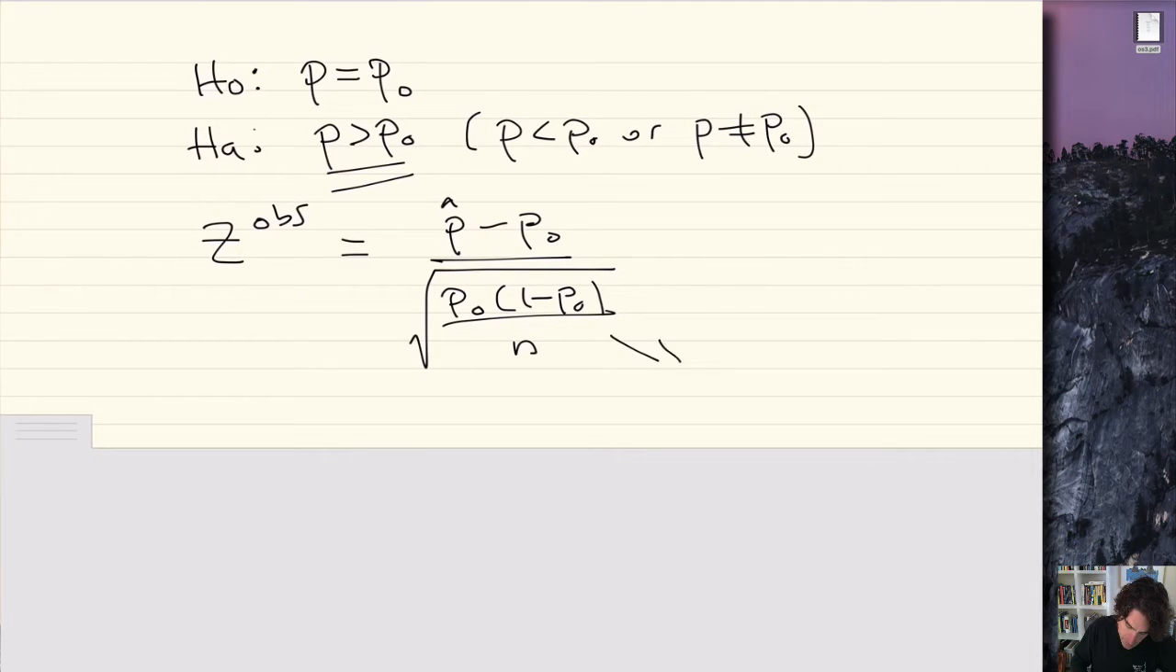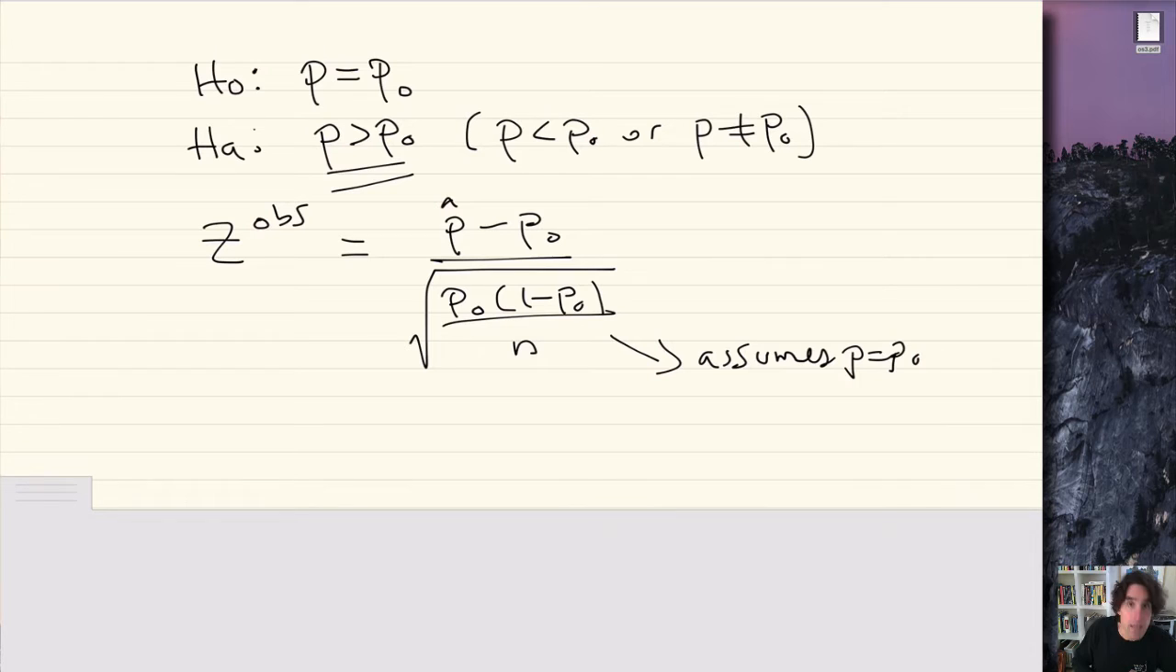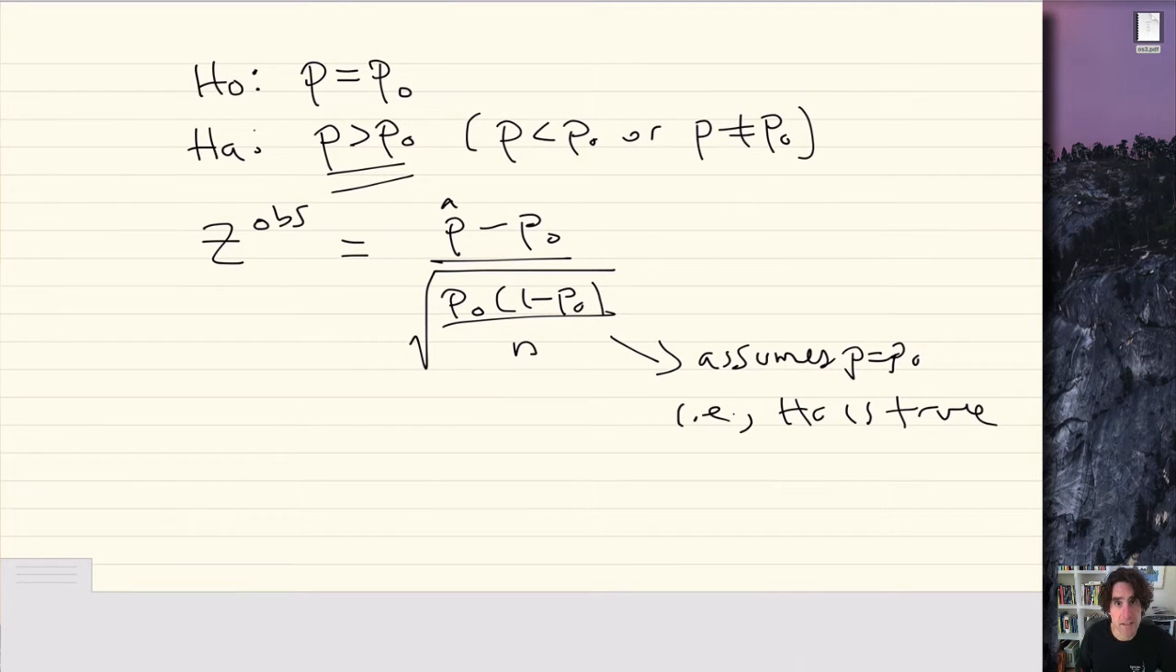So this assumes P is equal to P0. In other words, that means that the null hypothesis is true. So in other words, H0 is true. Now this leads us to the calculation of the p-value, which is equal to the probability that Z is greater than Z observed.